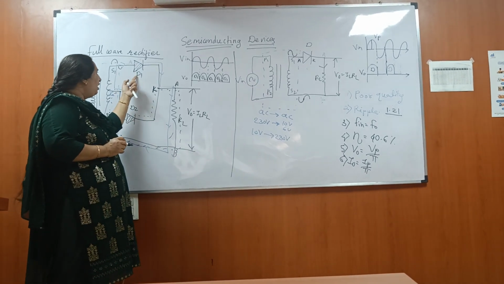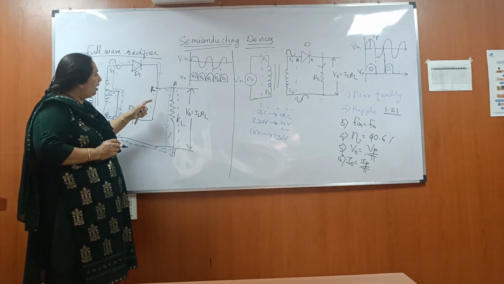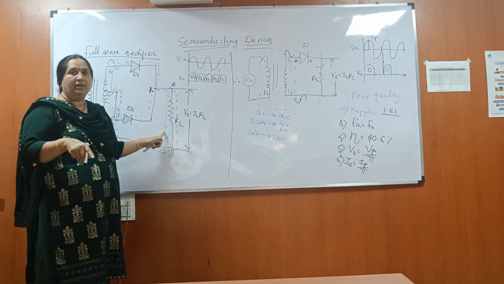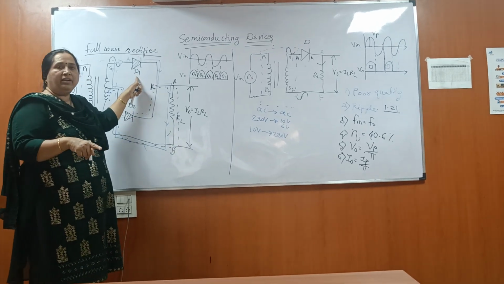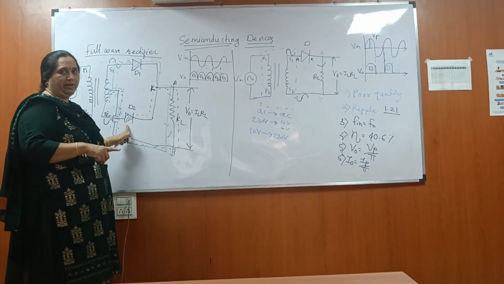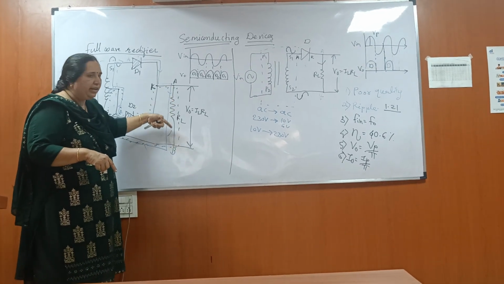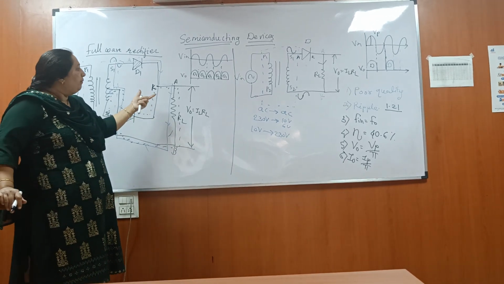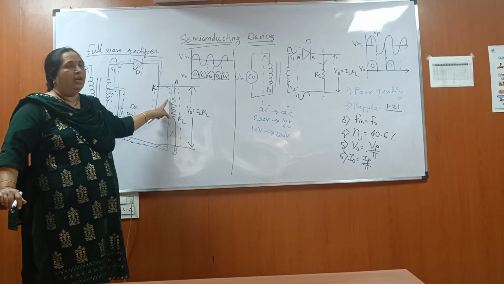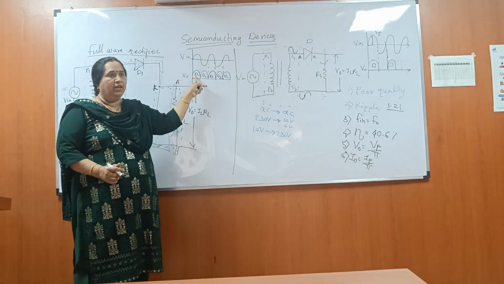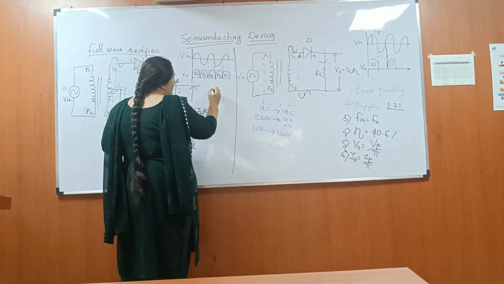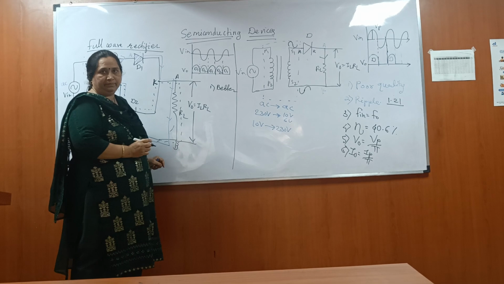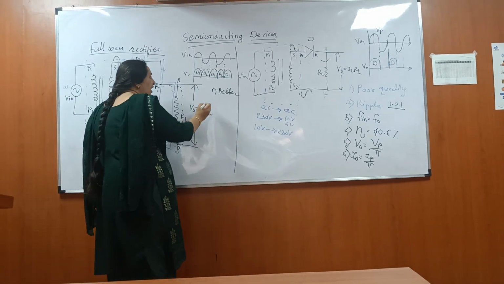When diode D1 conducts or D2 conducts, current flows from A to B. Current is unidirectional. When diode D1 conducts or diode D2 conducts, current flows in one direction only. So this is known as a rectifier. Means the output is DC. But this is not pure DC. But the quality of DC is better than the half-wave rectifier.